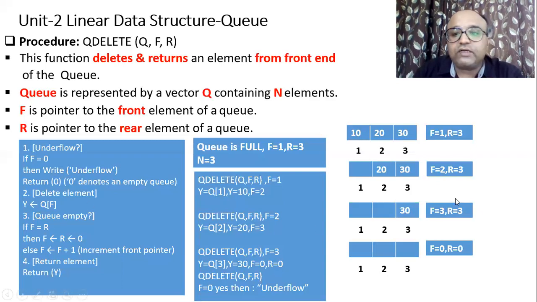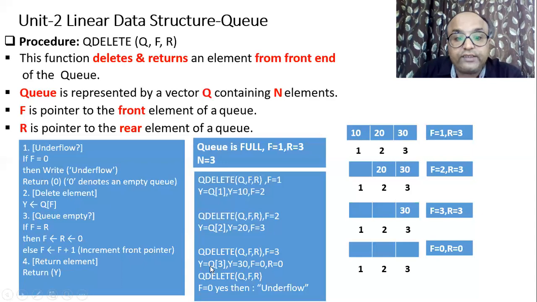Okay. So now here, if you observe, F is 2 and R is 3. It means both are not the same. This condition becomes false. So it will move into the else part. And again, we'll have to increment the value of F by 1. So now F will become 3.